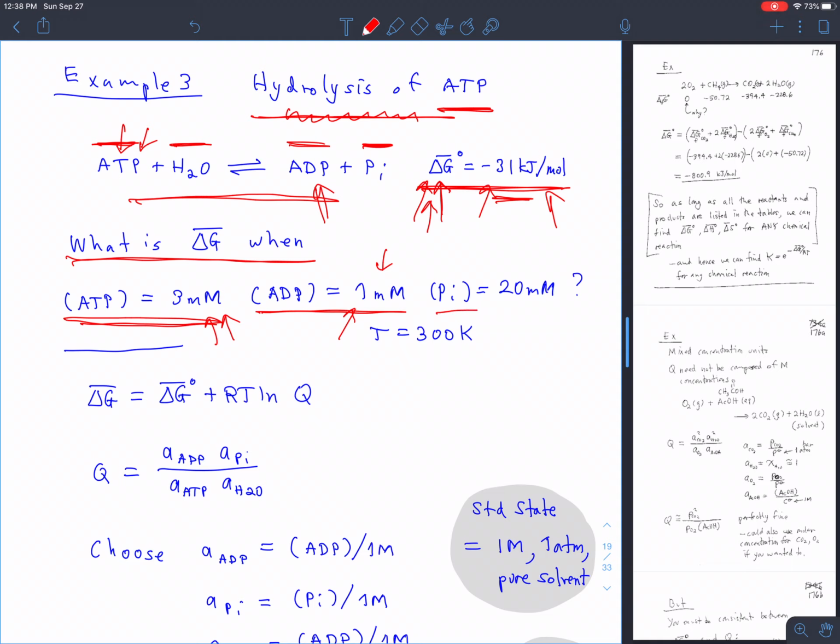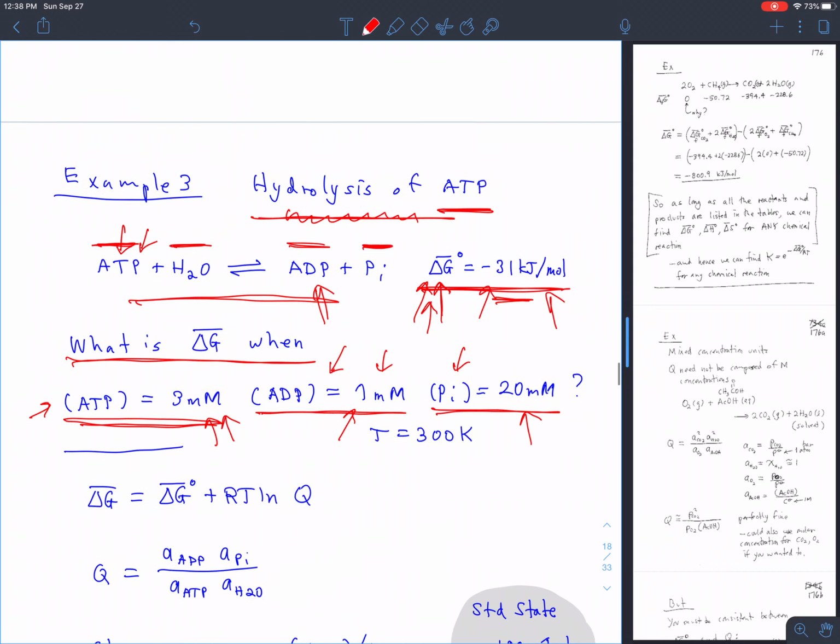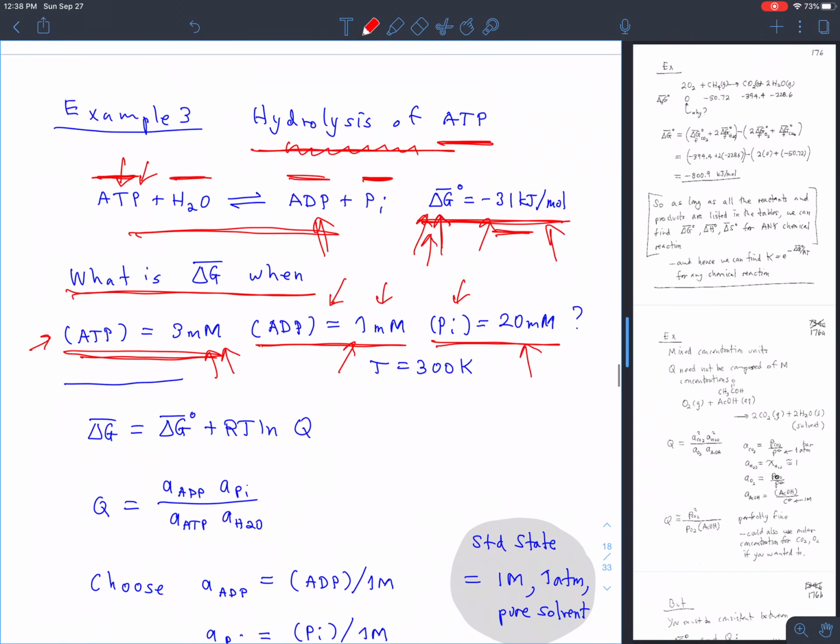And then finally, the pyrophosphate concentration is about 20 millimolar. This is a product of the reaction. This is a reactant. And of course, the water concentration, that's the solvent. It's present in high concentration. That's the fourth chemical species in our reaction, and we'll see what to do with that. We don't give the concentration of the water because it's not changing and because it's high.